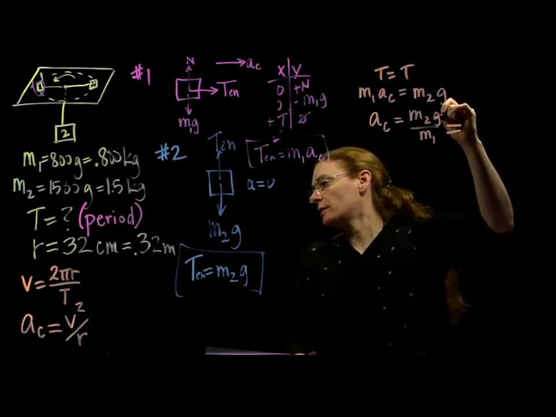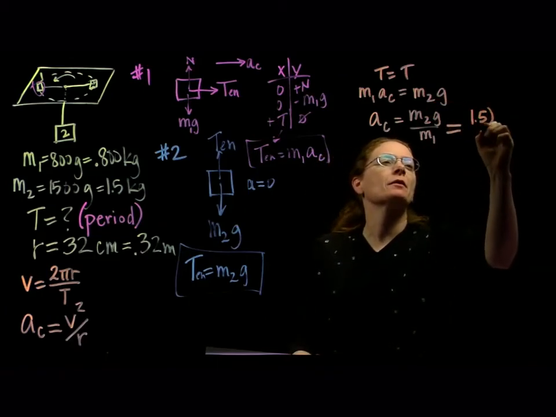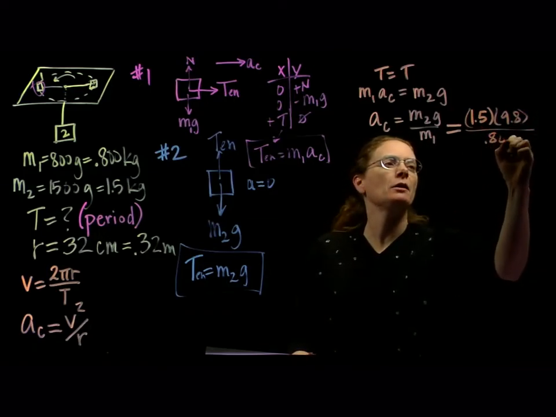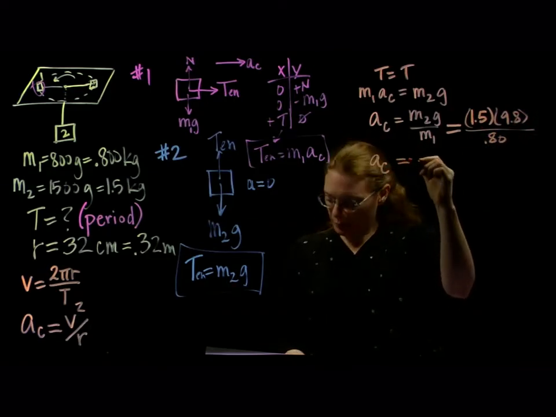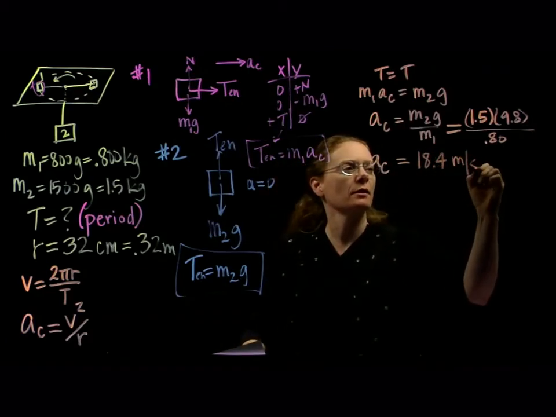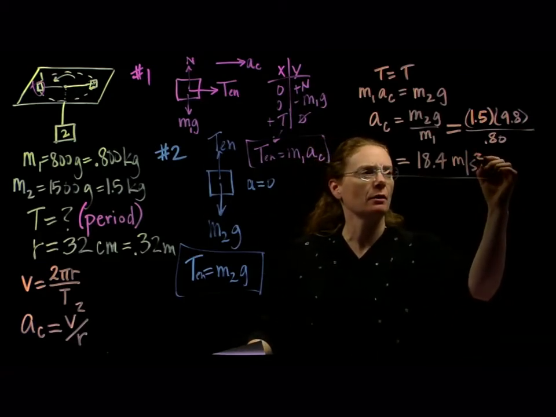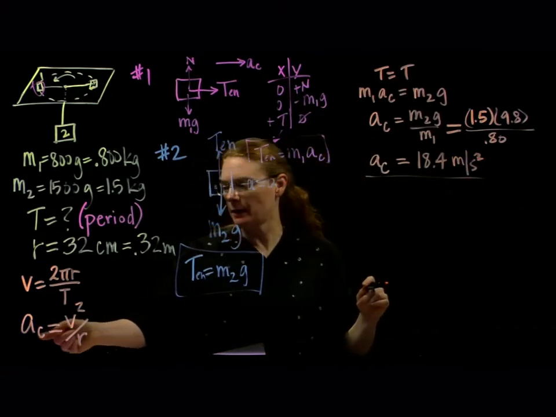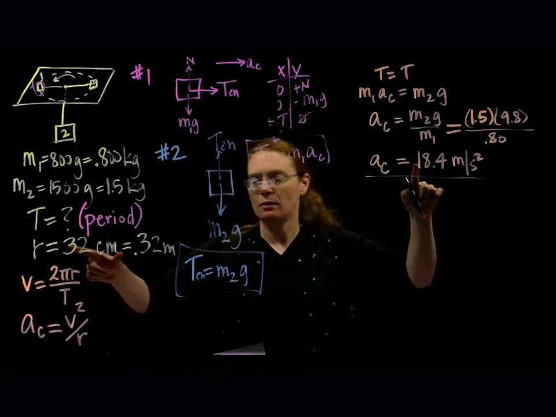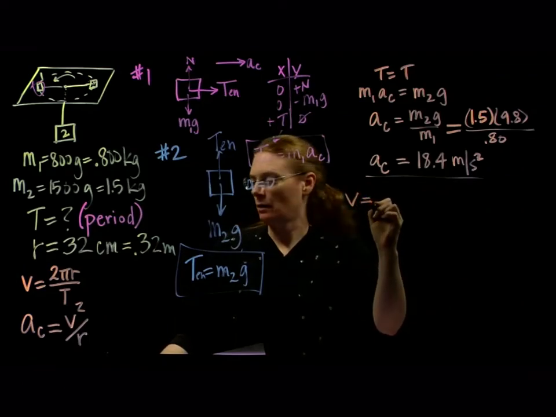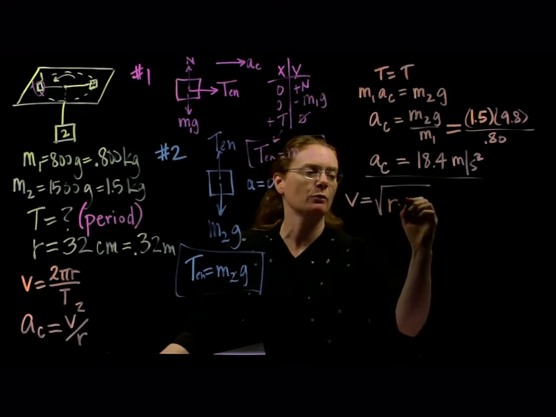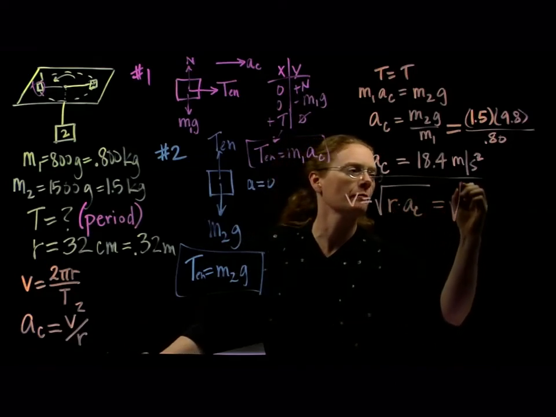Mass 2 is 1.5 kilograms. Acceleration due to gravity, 9.8, over mass 1, 0.80. My centripetal acceleration is 18.4 meters per second squared. All right, so there's my first relationship. Now I know AC. I have AC, and I have my radius. I can solve for velocity. Velocity is going to be the square root of radius times AC.